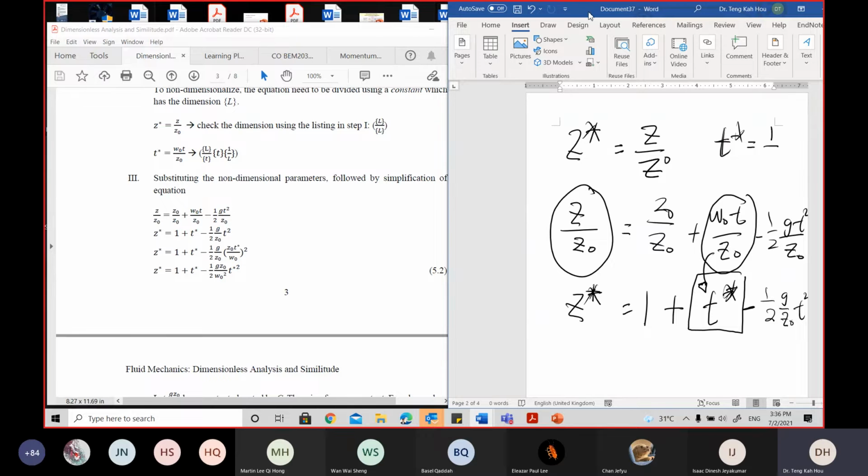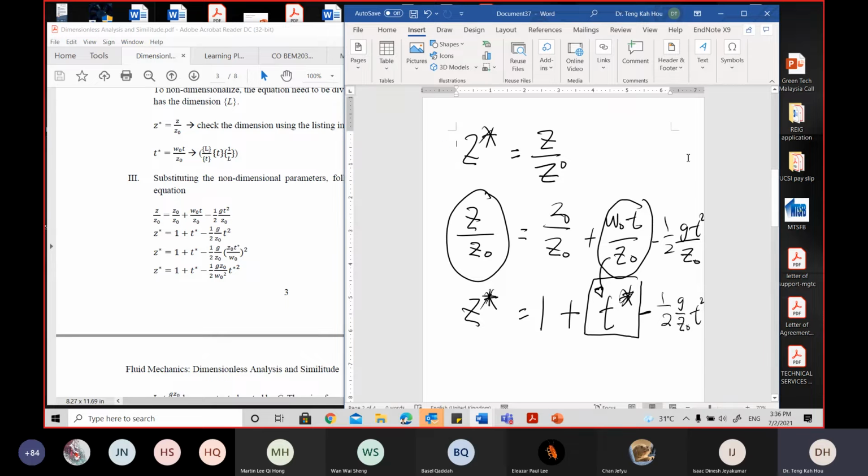Maybe I write it a better way. So z star, they assume this. Your t star, they assume w0 t over z0. So your t equals t star w0 over z0. So this is the question's assumption. So from there, you can substitute into your t squared, and in the end you get these z star and t star equations. Is that all right?